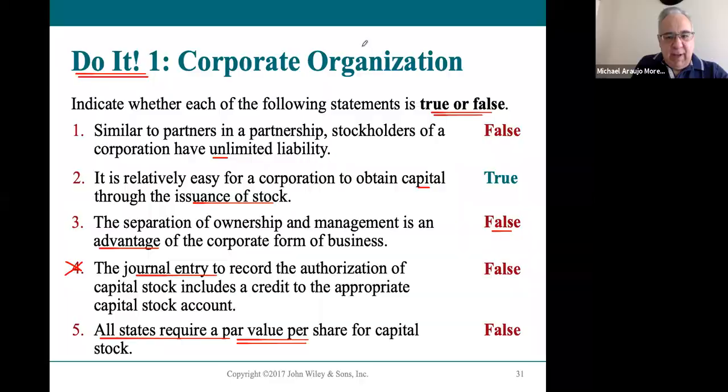So that would be our review of objective 1. Again, lots of information to absorb, not a ton of accounting yet, but we will get into that in objectives 2 and 3. You'll see a lot. Okay. Any questions?